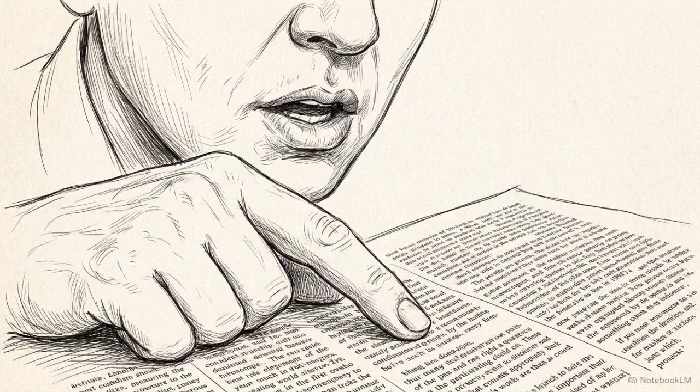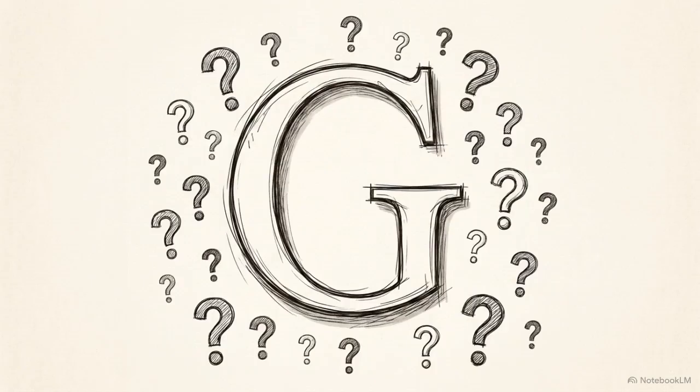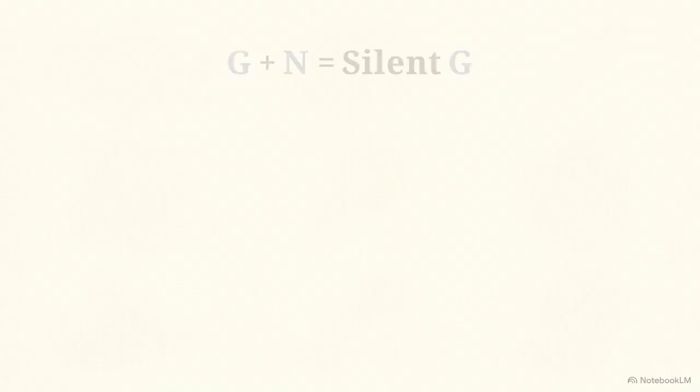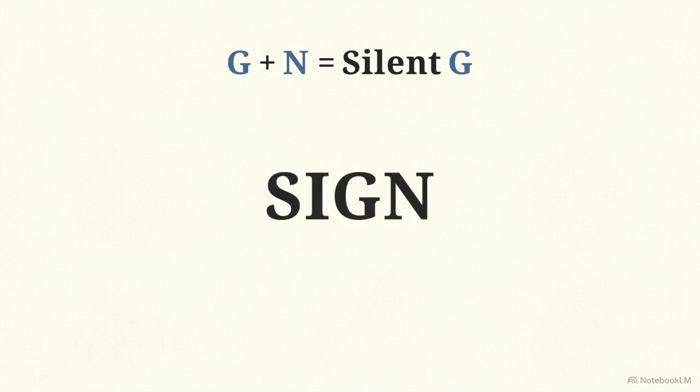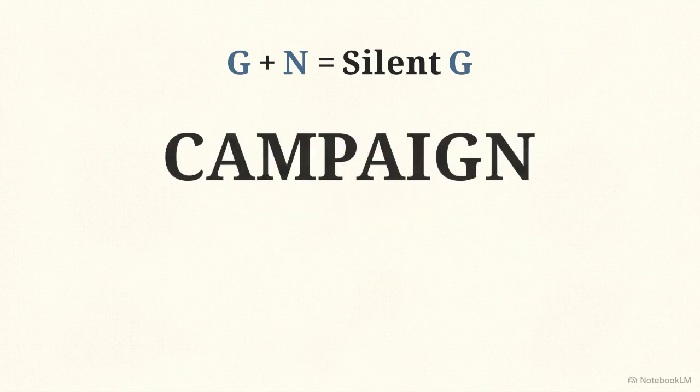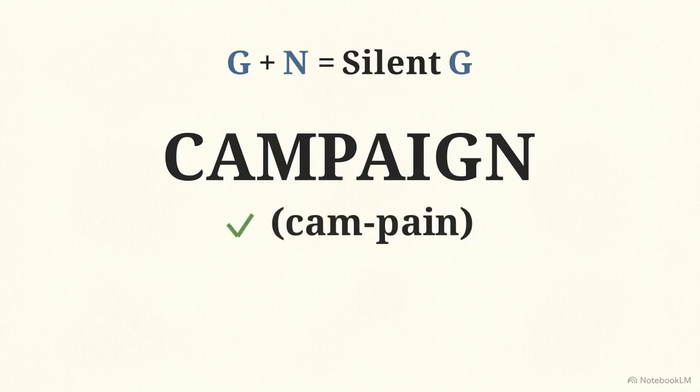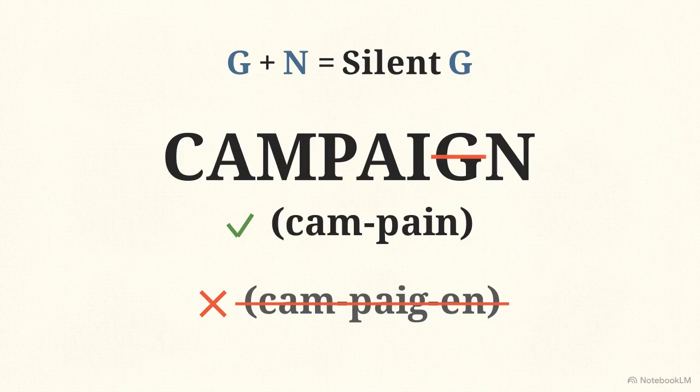Before we translate, we have to address a primary barrier: pronunciation. Many readers struggle with the English letter G because its sound isn't always consistent. Here's the rule. When G and N appear together, the G is silent. In sign, we skip the G. Let's apply this to campaign. We say campaign, ignoring the G. We do not say campaign, with the G.